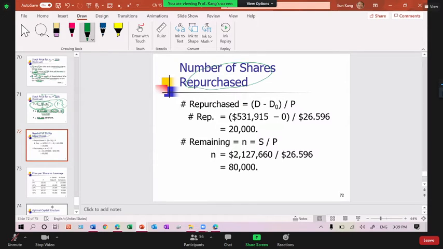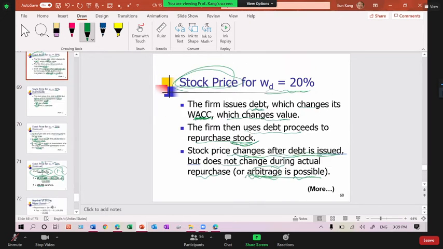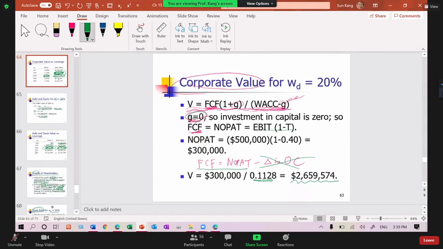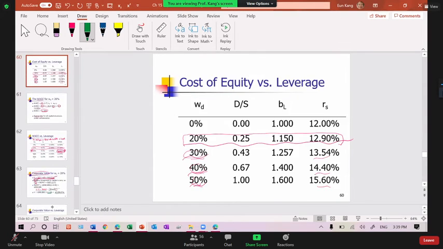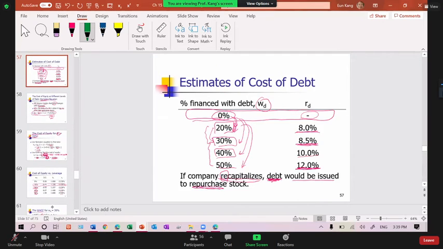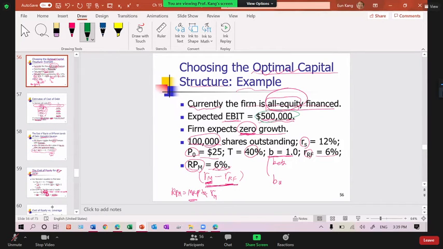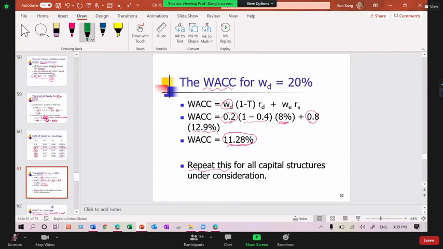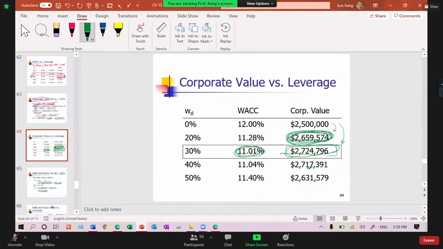Yep. Where did you get the 100,000 from? That's a good question. 100,000 is from the original data. 100,000 shares outstanding, right? So that is given. Yeah. Good question. Thank you for asking.